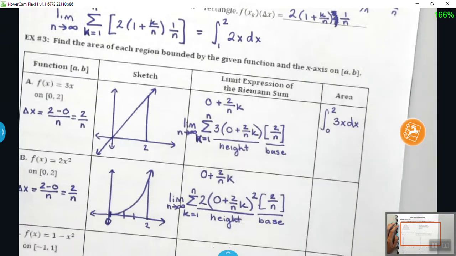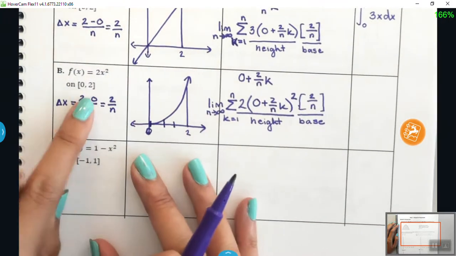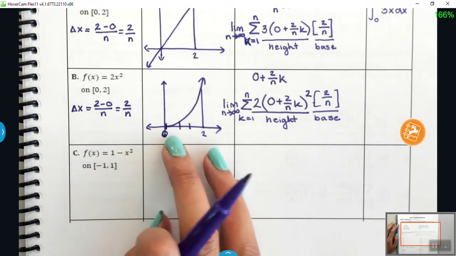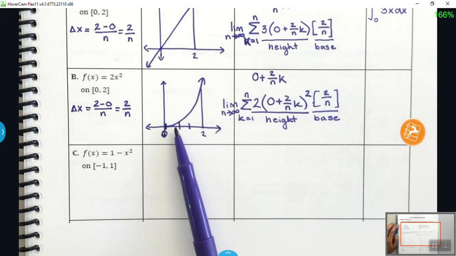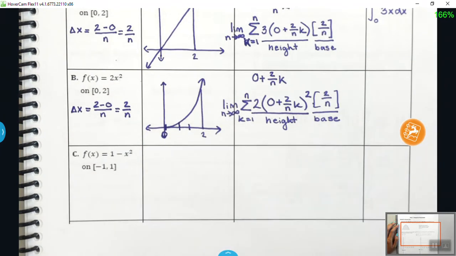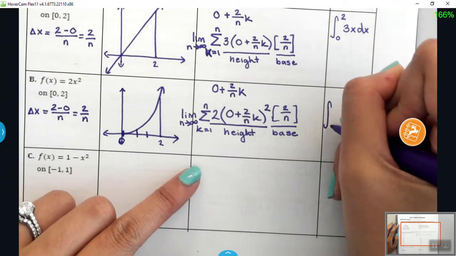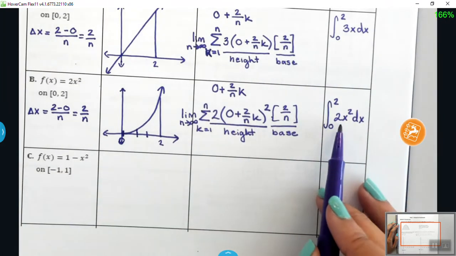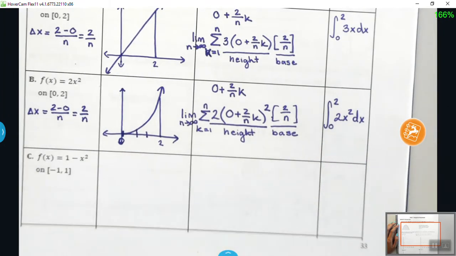Why is the base 2 over n? Because you're going from 0 to 2, and if you want n subintervals, like if I want 5 subintervals, then the base would be 2/5, going through 4/5. Okay. Anyways, this is equal to the integral from 0 to 2 of 2x squared dx. This is f of x, the height. This is your base still. Height, base. That's why you need the dx there.